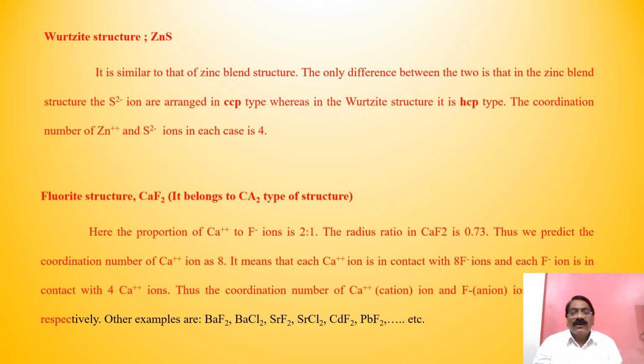Thus, the coordination number of Ca2+ ion, cation, and F- ion, anion, is 8:4 respectively. Other examples are BaF2, BaCl2, SrF2, SrCl2, CdF2, PbF2, etc. Actually in structure, in case of CaF2, it is 1:2 proportion.